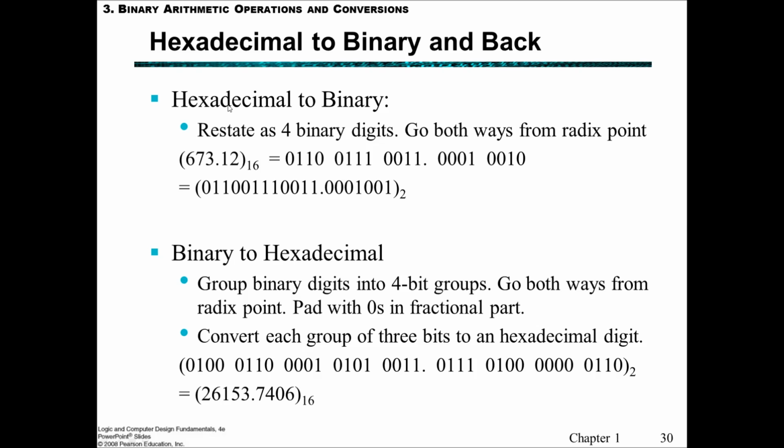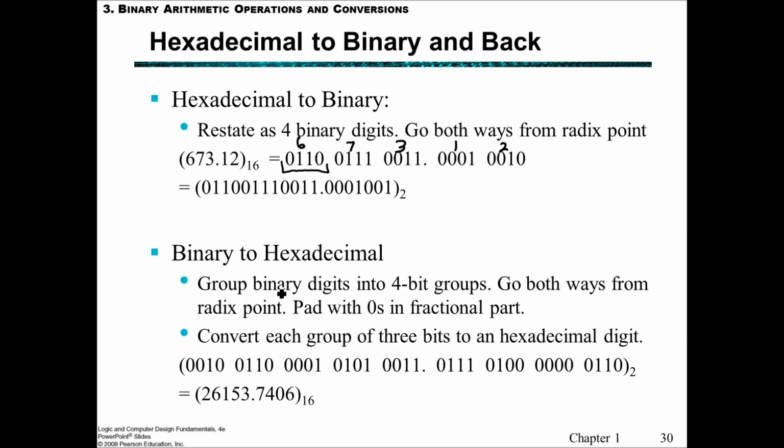So in this case, instead of grouping in 3s like we did for octal, we're going to group into 4s. So we're going to restate it as a 4-digit binary number and then go both ways from the radix point again. So notice this grouping here, and we're going to convert it. This one is 6. This one is 7. So writing all those together would give you 673.12 in hexadecimal. This is the binary equivalent. I've written it on a new line to make it a bit clearer, but instead of having these spaces in between, we've removed the spaces, just one long binary number.